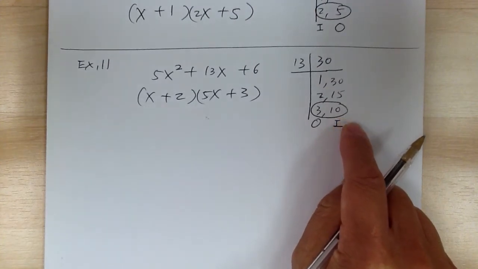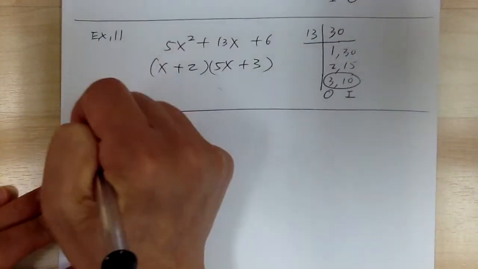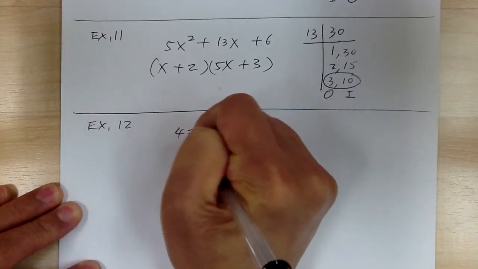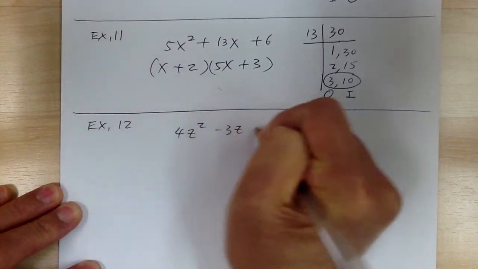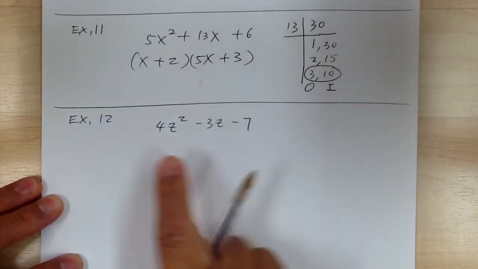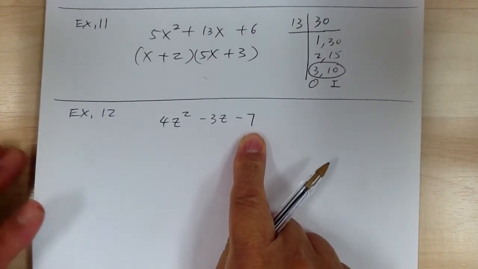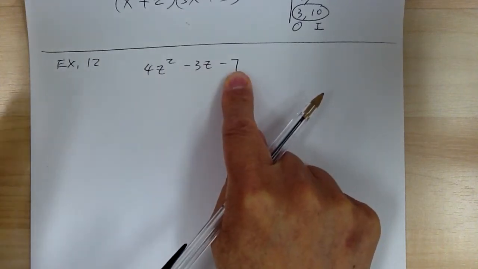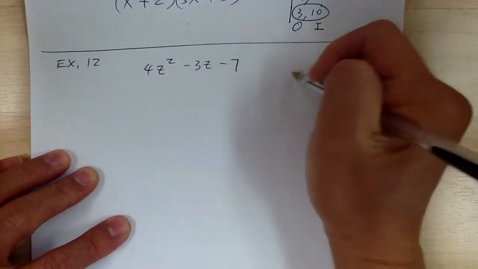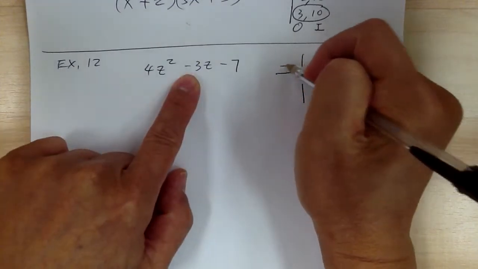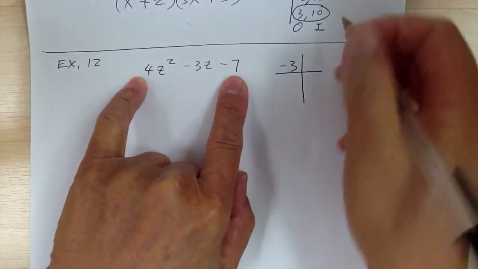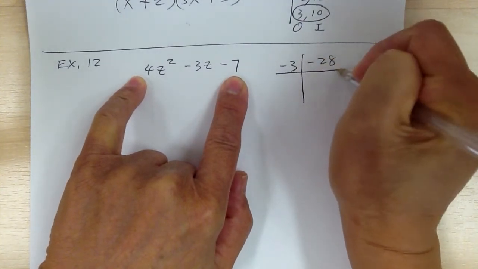Okay, so let's do a few more. Okay, let's go to example 12. You've got 4z squared minus 3z minus 7. Okay, so step 1, common factor, cannot. Step 2, perfect square. This is not a perfect square, so it's not it. So let's go to step 4, master product. So negative 3. Okay, again, you've got to multiply this number together, right? So it'll be minus 28.